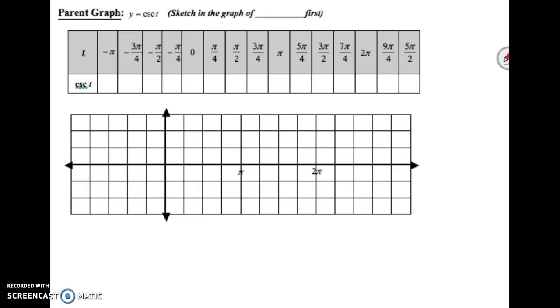Okay? So first of all, we're going to graph the parent graph of cosecant. And we're going to start by sketching in the graph of sine first. So the normal graph of y equals sine t has a period from 0 to 2 pi, right? And it has an amplitude of 1. So I'm just going to sketch in my picture frame first. Here would be my picture frame for the parent graph of y equals sine t.